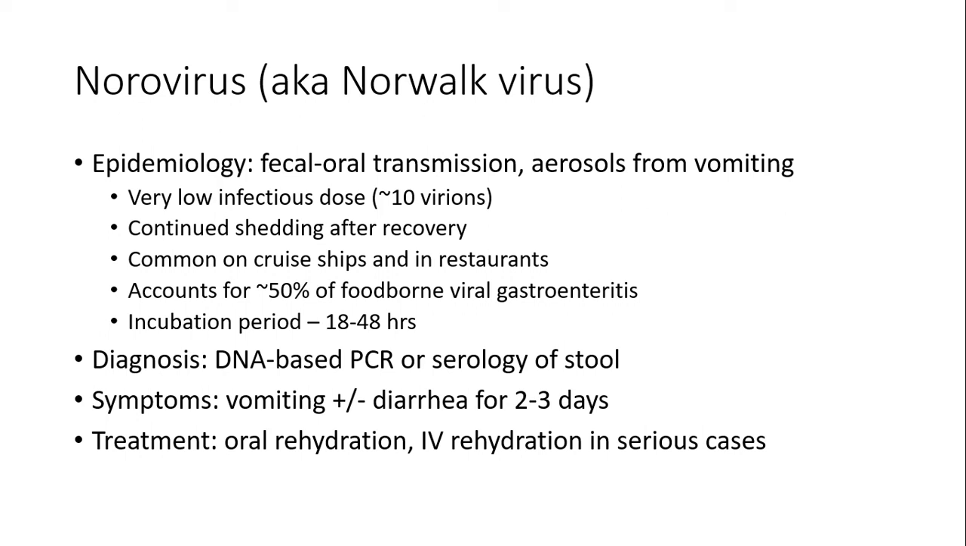And individuals who recover will continue to shed it. So as far as evolution of viruses go, this is a good one because it knows full well how to get to the next host. It's very common. This is known as the cruise ship virus. And so it'll affect the entire ship basically. And so they'll be really careful about fomite cleaning, handrails, doorknobs, light switches, that sort of thing. But it's also been associated with outbreaks at restaurants too. It accounts for about 50% of foodborne viral gastroenteritis, and its incubation period is about 18 to 48 hours.